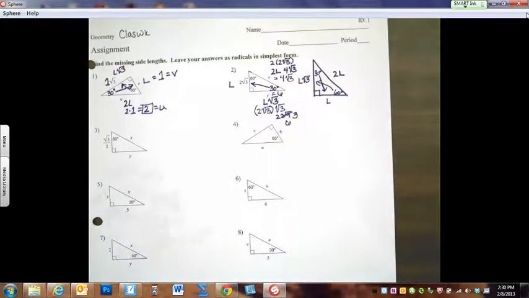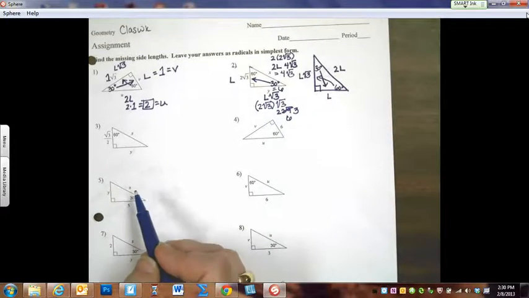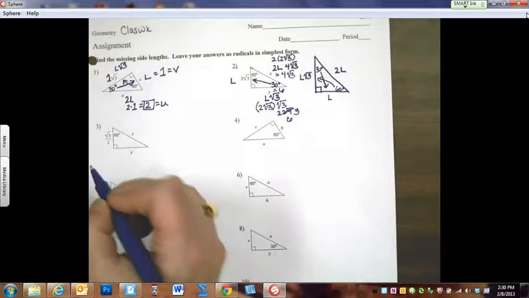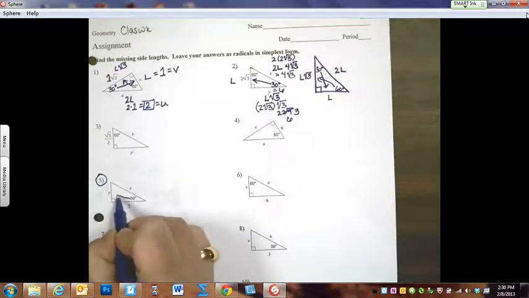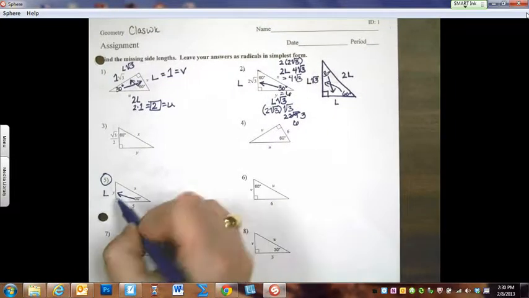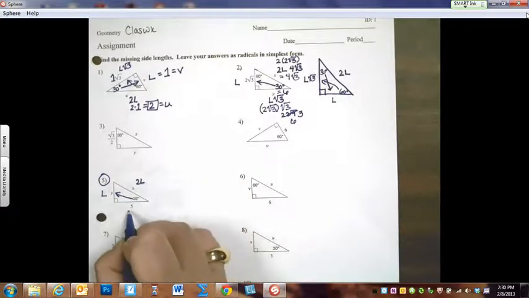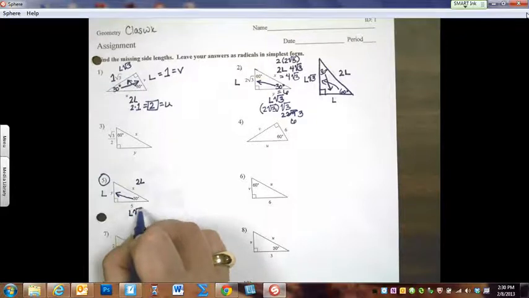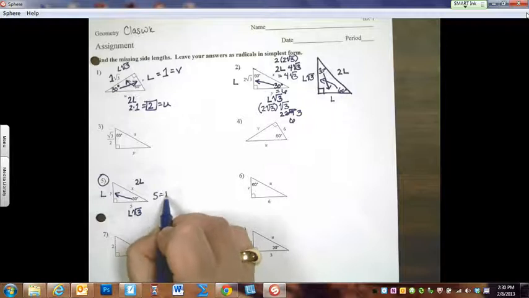I'm looking for one in particular right now, and let's do this one, number 5. Notice, just put our template down. My 30-degree angle, that's my L. Across from my 90-degree angle, that's 2L. That leaves this as the L root 3. So I know that 5 equals L root 3.